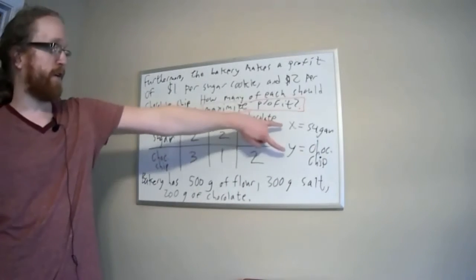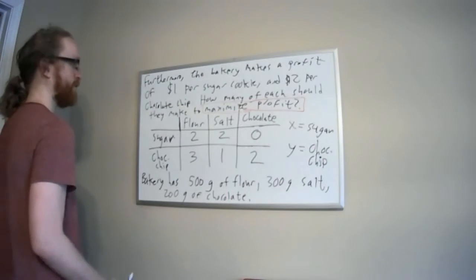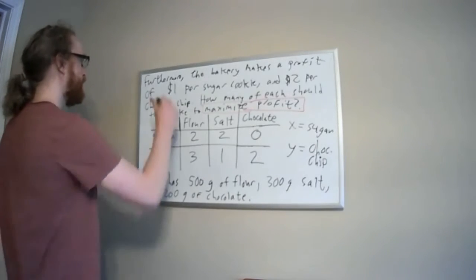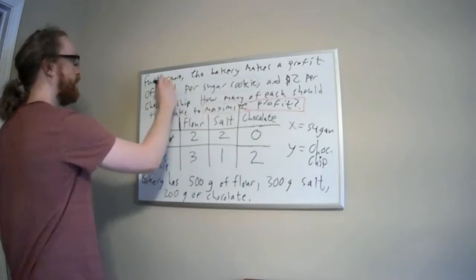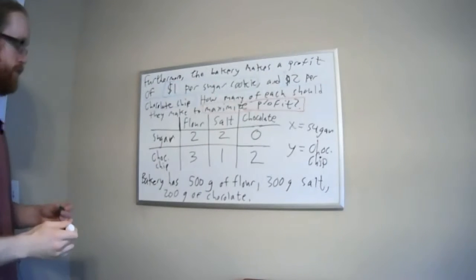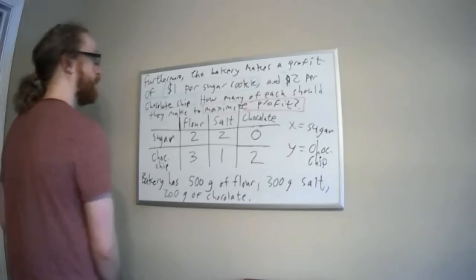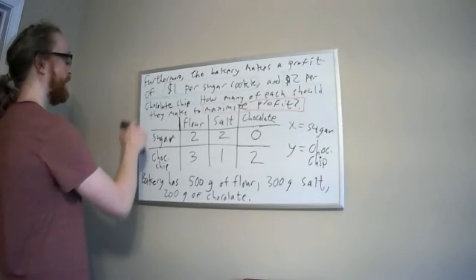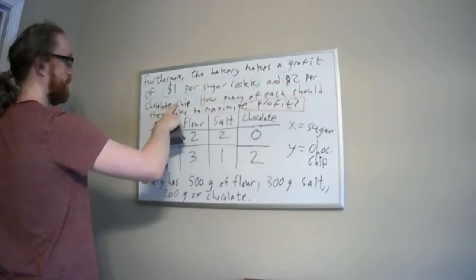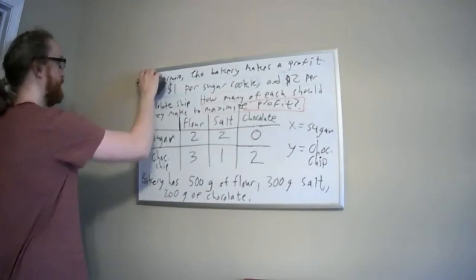And now I need to use these variables to write down an expression for the profit. And we can do that because I'm told in the problem how much money I make from each type of cookie. I make $1 for a sugar cookie, and I make $2 for a chocolate chip cookie. So I'm going to use that information to write down an expression for the profit. I'm running out of room on my board, but I guess I'll just erase up here and write it there. The fact that I make $1 per sugar cookie and $2 per chocolate chip basically tells me that the profit is just going to be x plus 2y, in dollars.